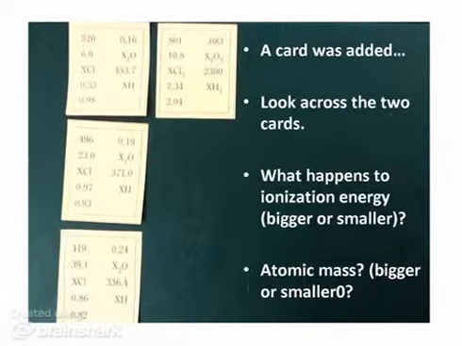I've added a card to our arrangement. It's the second one on the top. Now look across these two cards. What happens to ionization energy? Does it get bigger or smaller? Now look at atomic mass. Does it get bigger or smaller? And as an aside, excuse the typo, that 0 was supposed to be a closing parentheses.